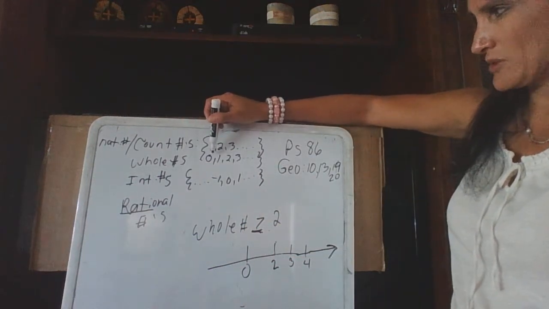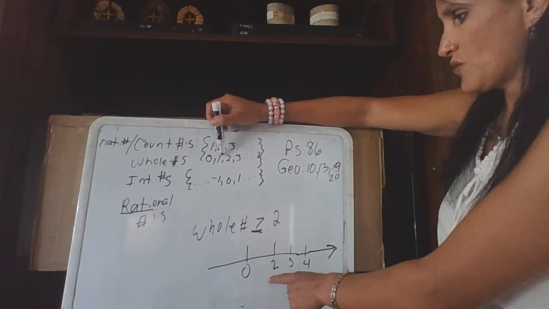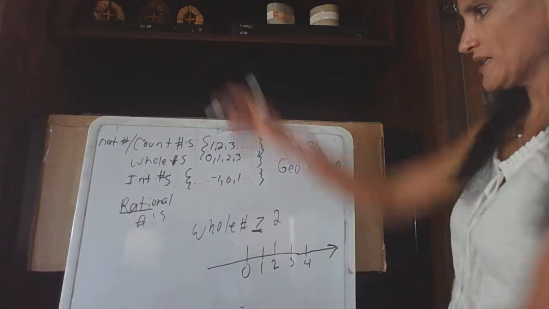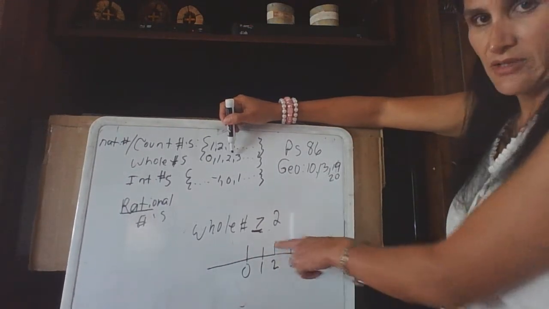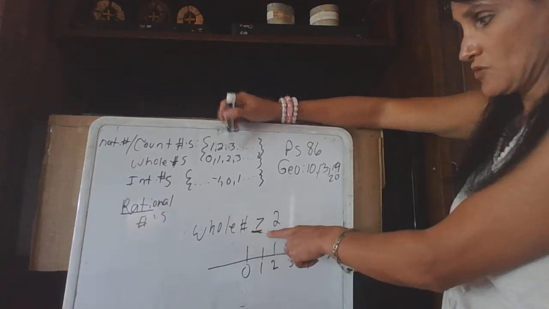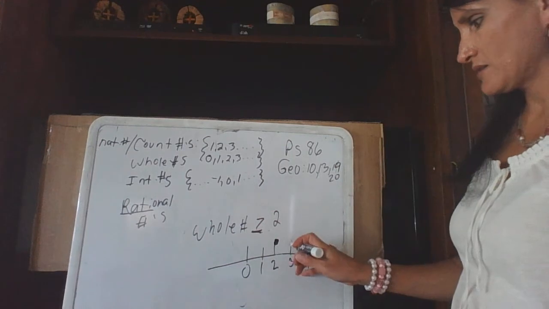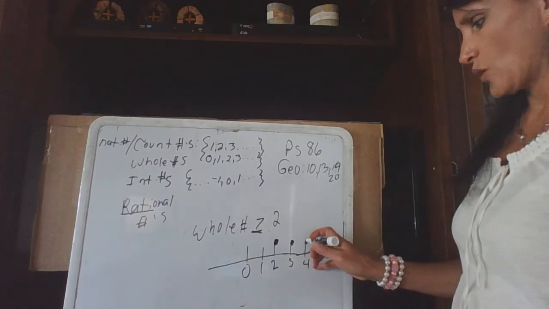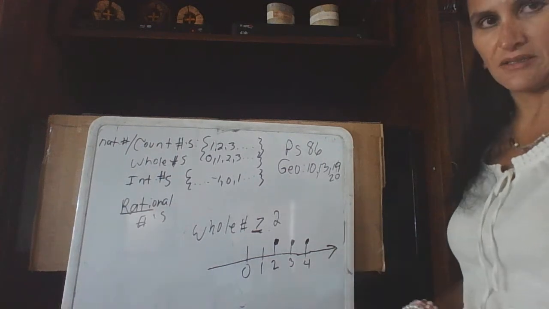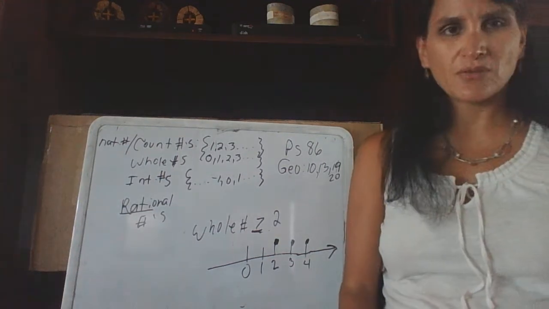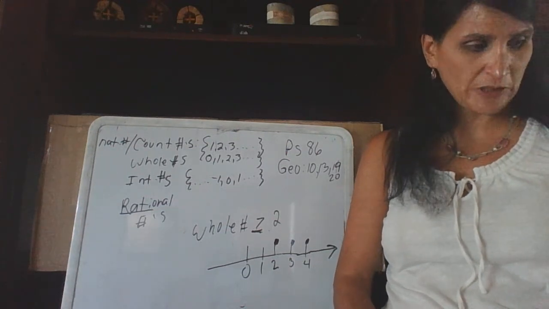The first whole number is 0, but 0 is not greater than 2. Then there's a 1, but 1 is not greater than 2. There's a 2. 2 is not greater than 2, but 2 does equal 2, so this time I need a dot. And then 3 is greater than 2, 4 is greater than 2, and then the arrow indicates it goes on and on and on. So that is how you would graph a specific set of values for a specific number.